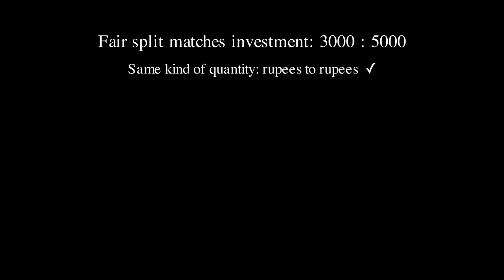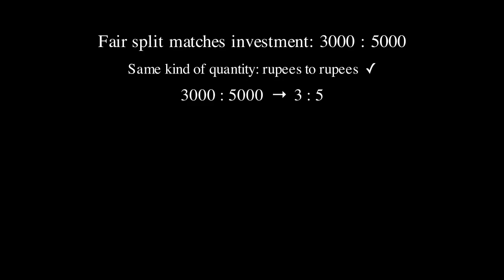The fair way is to split the profit in the very same proportion as the money they put in, 3,000 compared to 5,000. Notice we're comparing rupees to rupees here, the same kind of quantity on both sides. That's what makes it a proper ratio in the first place.